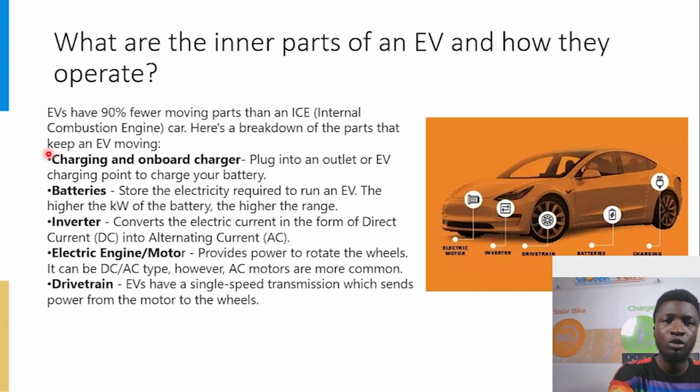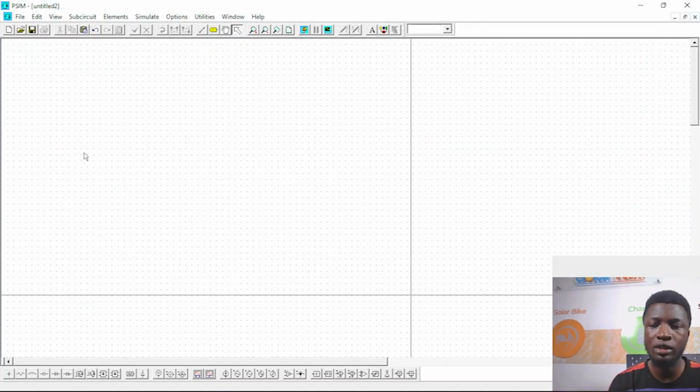Aside from that, we're going to learn how this works using PSIM. Since the function of the onboard charger is to convert the alternating current into direct current, we are going to use PSIM to analyze and know how this works. So we are going to have four diodes in here: diode 1, diode 2, diode 3.